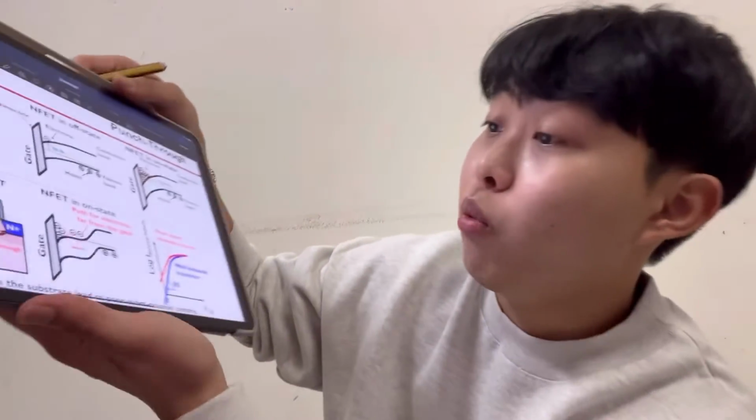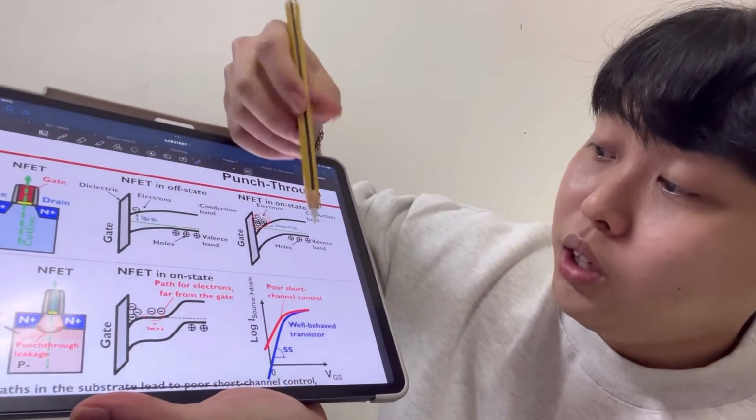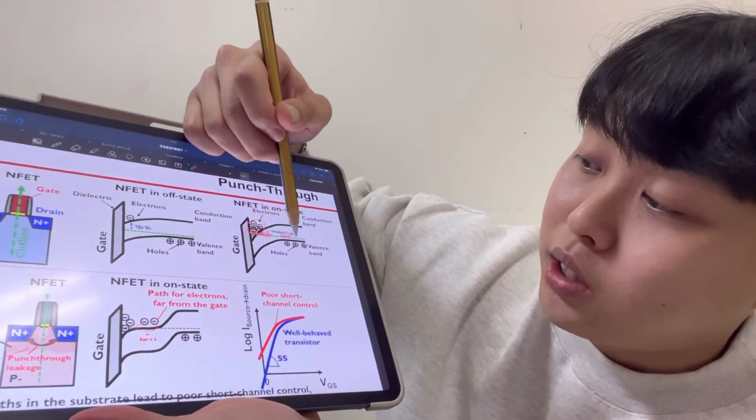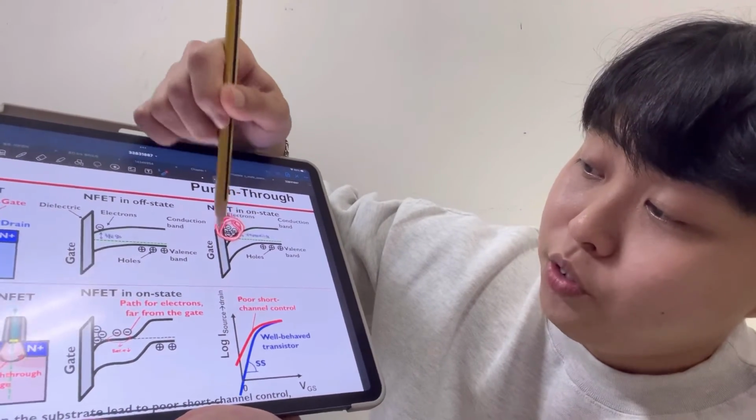leakage current. However, because of the punch through, even though it is in the off state, the Fermi level gets very near to the conduction band, making a lot of electrons flow, making some leakage current. So there were some knobs to solve the punch through effect.